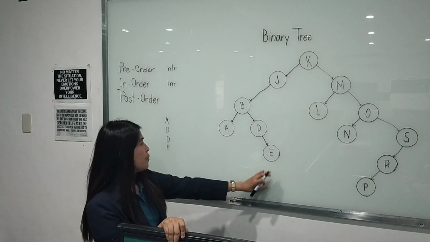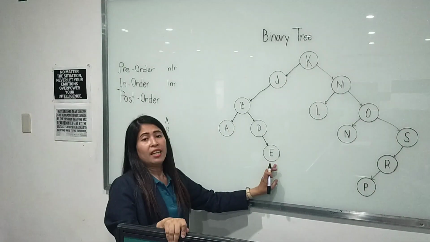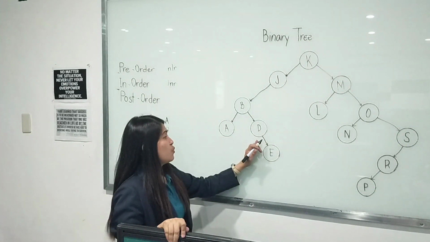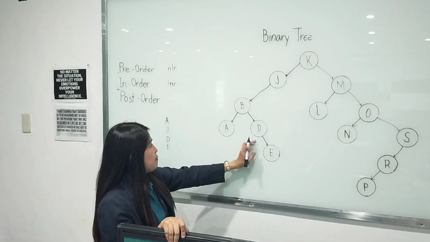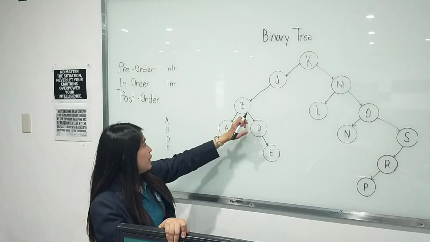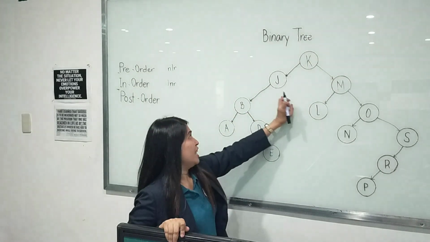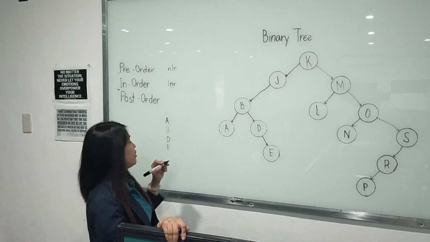And then this time we will visit the right subtree of the E, and since we hit the base case, we will go back to the D. And since we're done with visiting the left subtree of D and right subtree of B, then we will go back again to B, and then we will go back to J. And since we go back to J, we will print the J.